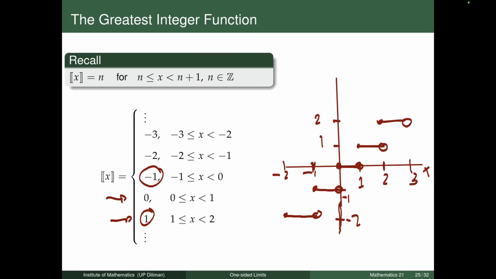And we can see that the limit as x approaches, for example, 0 does not exist. Because from the right, the value is 0. From the left, the value is -1. Okay.